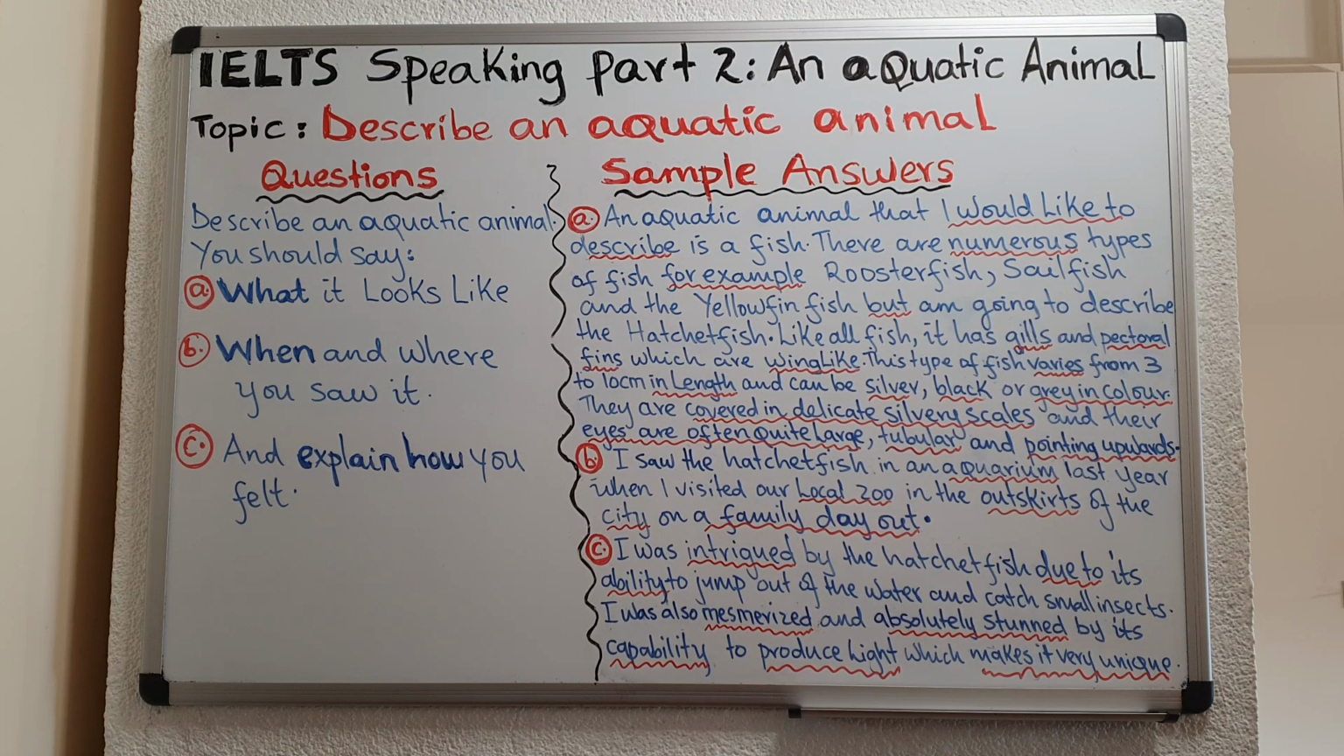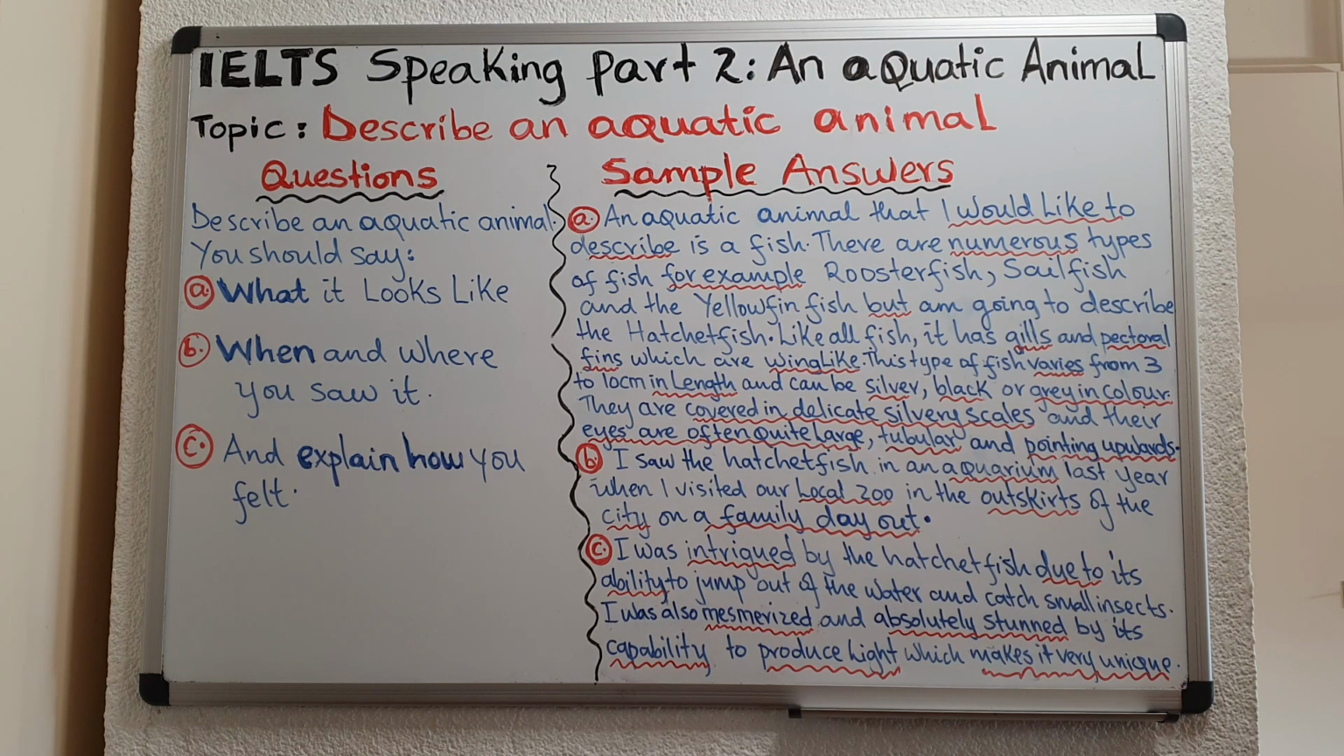So what have I done in that answer? I have provided a very detailed answer, as you should in your IELTS speaking part 2. Be very detailed in your answers, okay? I have described the fish, but before I did that, I identified what sort of aquatic animal I would like to describe. I introduced that part of the answer with an aquatic animal that I would like to describe is a fish. And then I identified the different types of fish that we have.